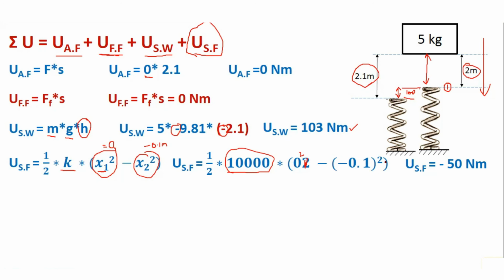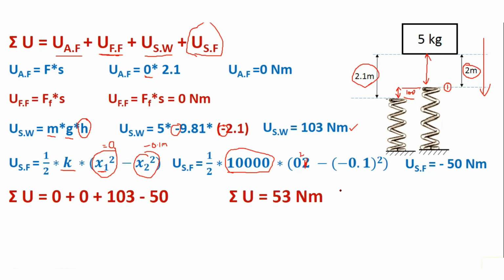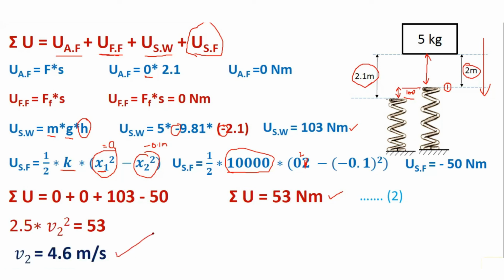Next step is just add all this work done. So adding this I will get answer as 53 Newton meter. This completes our right hand side and let it be equation 2. Next step is just equating equation 1 and equation 2 by work energy principle, and we will get answer for V2 as 4.6 meters per second, which is the required answer.